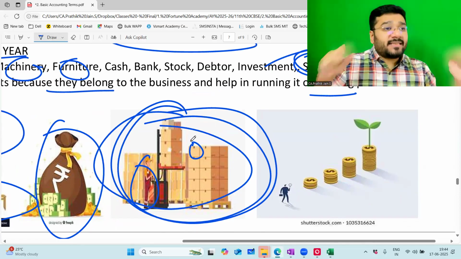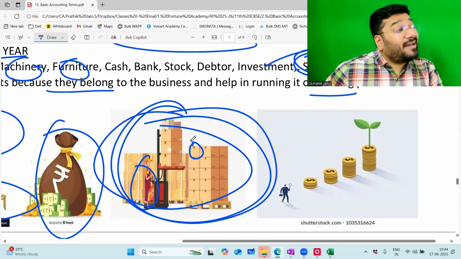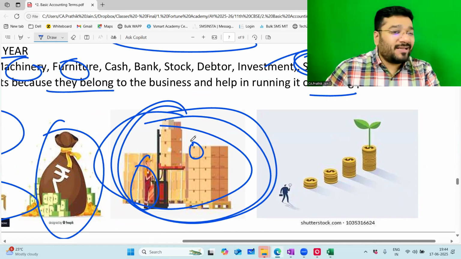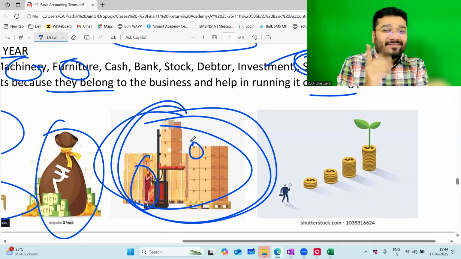Now the question being asked is, is a warehouse an asset? If you've taken the warehouse on rent, then the warehouse is not your asset. If you have purchased the warehouse and you own it, it is an asset.